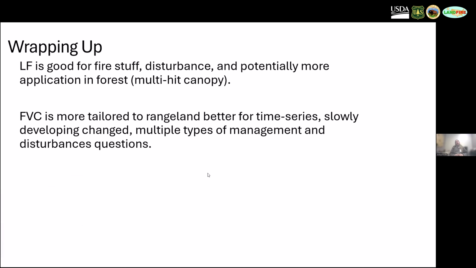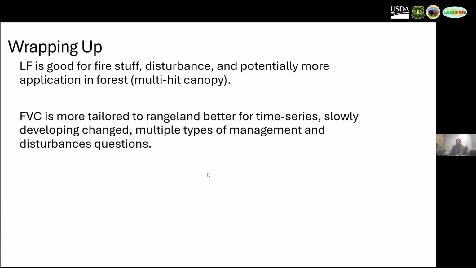So, just to wrap everything up, LANDFIRE is good for fire stuff. It's good for other applications as well, but it was primarily developed for fire applications, disturbances, and potentially more applications in forest. It was originally heavily forest-centric. Obviously that's changed through time. We've been improving a lot of layers in the shrub and the herbaceous layers as well, so it's not as much as it used to be, but that was the original focus, especially for forest fires.